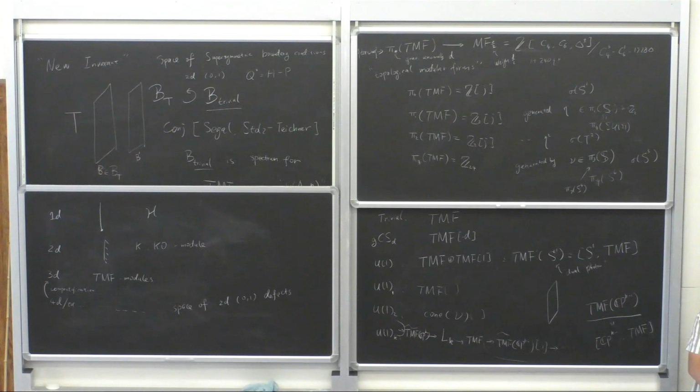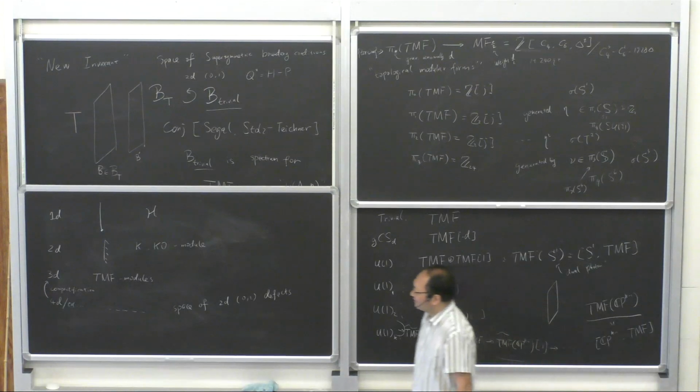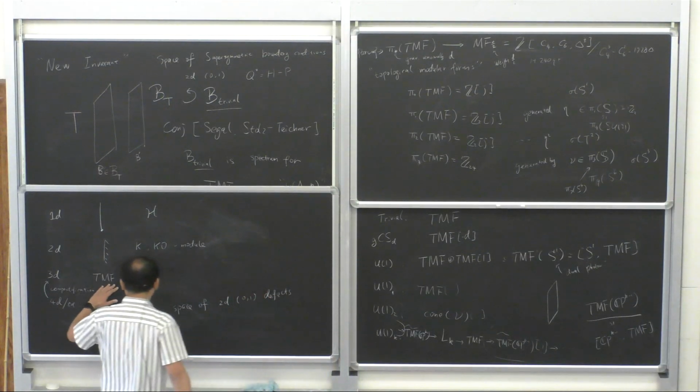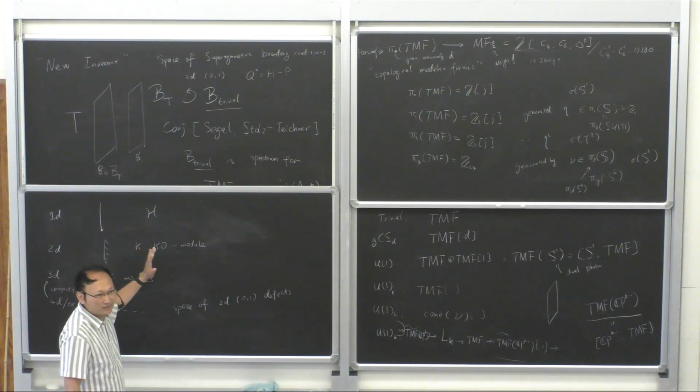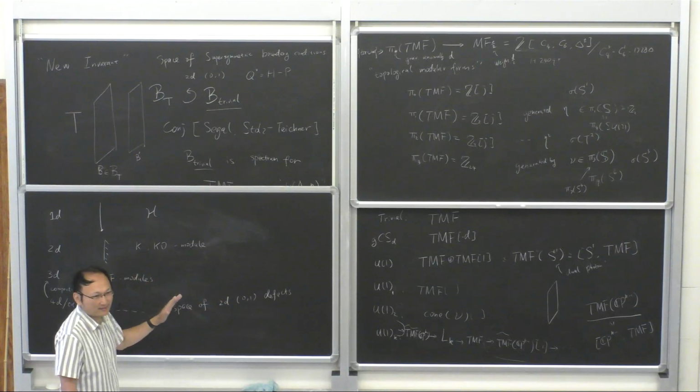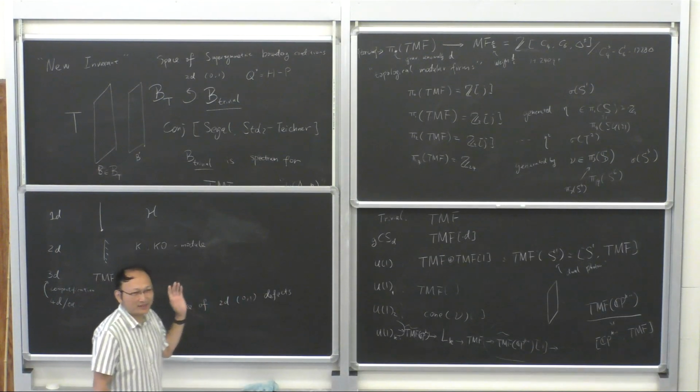Yes, that's right. So there are maps from TMF modules to KO modules. And in this example, exactly one sees that after reduction, they become the same.